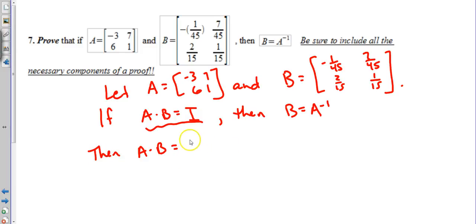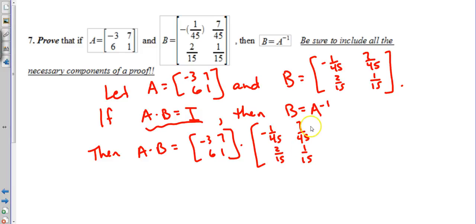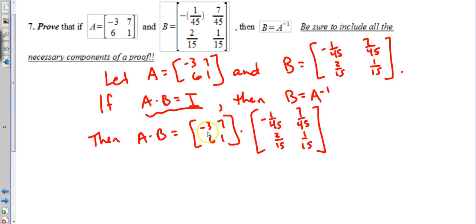So then A times B equals -3, 7, 6, 1 times that matrix up there, -1/45, 7/45, 2/15, and 1/15. We're just going to go through and multiply like normal. So normal matrix multiplication. We've got this row over here, -3 times -1/45 is going to give me +3/45. And we're going to add that to 7 times 2/15. So 7 times 2 is 14, so that's 14/15, and that's our entry in the top left.